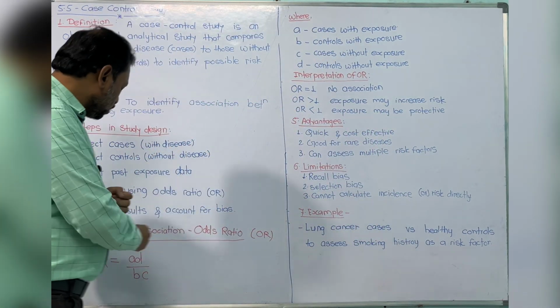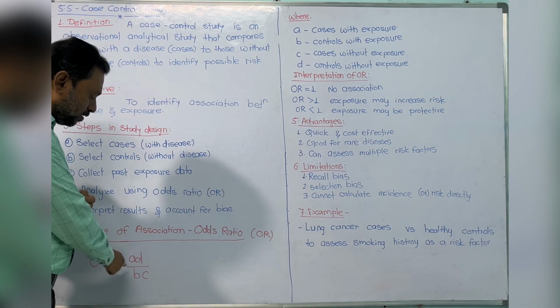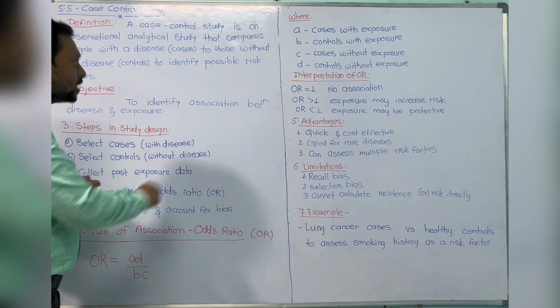Next, the formula: odds ratio is equal to AD by BC. What does A mean?